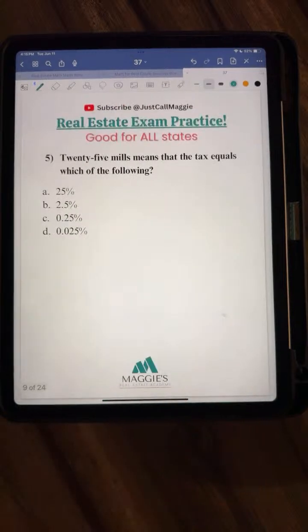All right. Number 5. 25 mils means that the tax equals which of the following? So, is it 25%, 2.5%, 0.25%, or 0.025%?